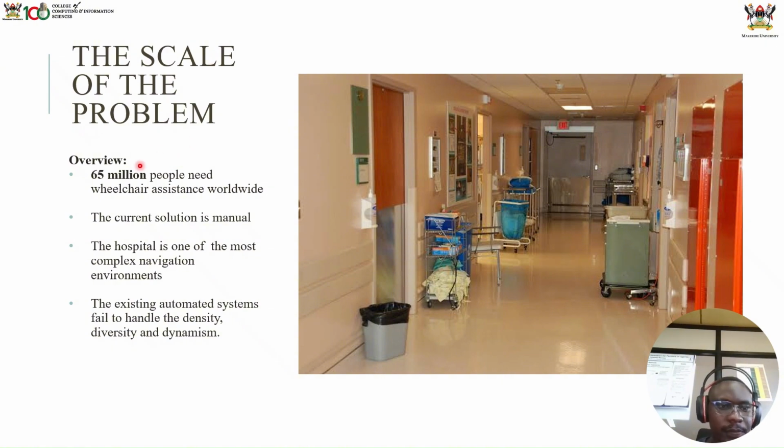The scale of the problem. 65 million people worldwide need wheelchair assistance. In hospitals, the assistance at the moment is manual, where you have a member of staff, let's say a nurse, who gets to push the wheelchair around in the hospital. Well, the issue with this is that it reduces the clinical capacity available for patient care. Now, the hospital is one of the most complex navigation environments because equipment moves constantly, staff and patients appear out of nowhere. And the current automated systems fail to handle the density, diversity, and the dynamism in such environments.